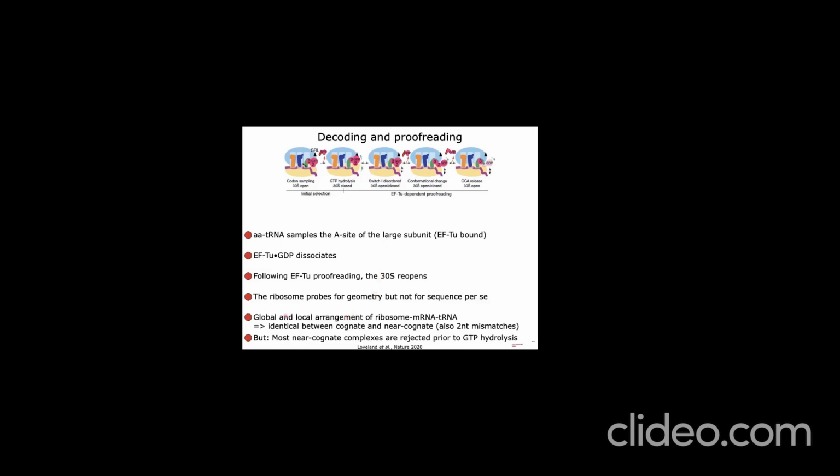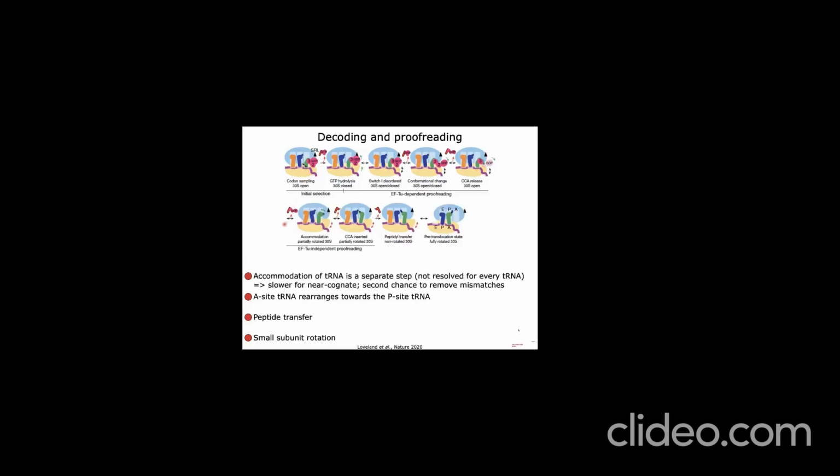And that's because you have this orientation where basically different bases from the ribosome, the mRNA and the tRNA all need to form interactions in an organized way. And these can be identical between cognate and near cognate, so there can actually be mismatches, but as a general rule, most near cognate complexes are basically kicked out and rejected even before GTP hydrolysis happens. So this is actually happening at a very early step of the whole process.